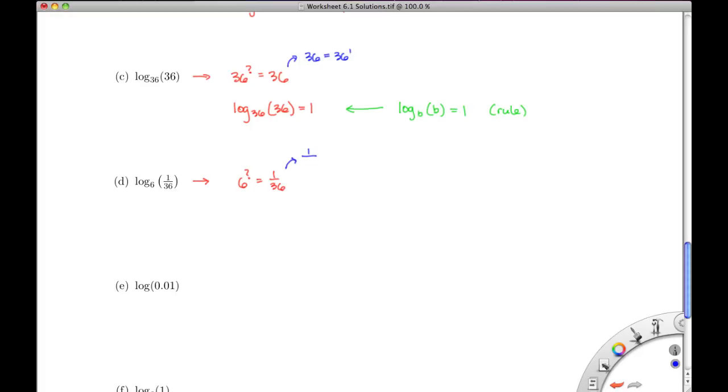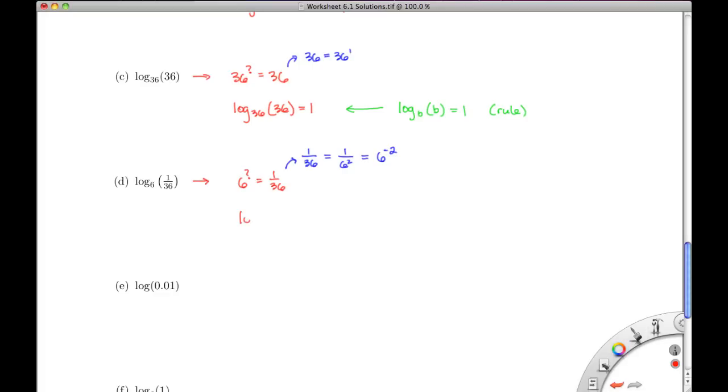So let's think about the number 1 over 36 and how we can connect it to a base of 6. Well, 1 over 36, we know that 36 is 6 squared. So maybe we could write it as 1 over 6 squared. And 1 over a number raised to some power, in this case 1 over 6 squared, we can rewrite using properties of exponents as 6 to the power of negative 2. And now we're done. We've found the exponent associated with our base 6 that gives us 1 over 36.